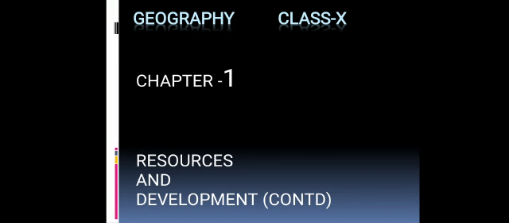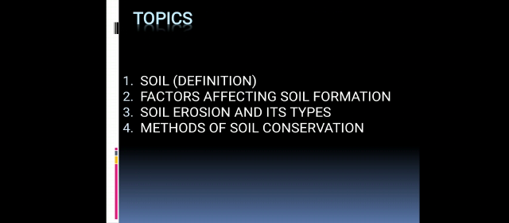We have started chapter 1 of geography, that is resources and development. Let's start with the topics to be discussed today. So today you are going to learn about the definition of soil, factors affecting soil formation, soil erosion and its types, and methods of soil conservation.